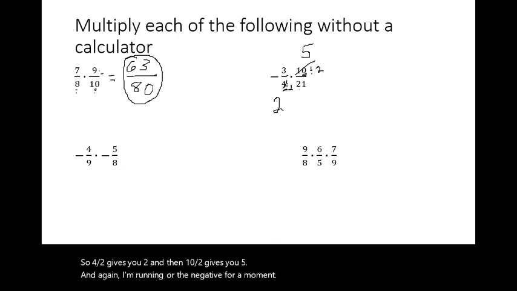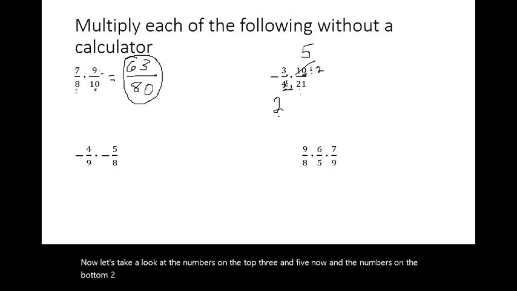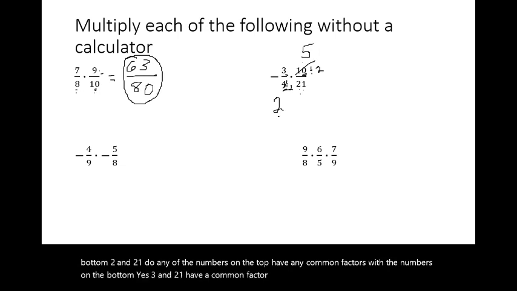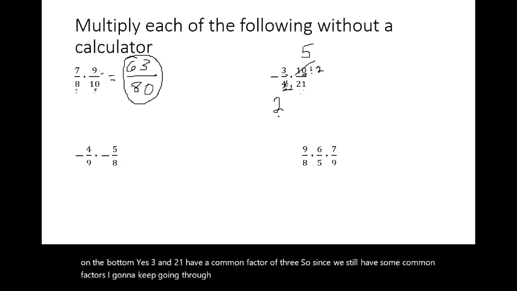Now, let's take a look at the numbers on the top, 3 and 5 now, and the numbers on the bottom, 2 and 21. Do any of the numbers on the top have any common factors with the numbers on the bottom? Yes, 3 and 21 have a common factor of 3. So since we still have some common factors, I'm going to keep going through the cross-reducing process. So 3 divided by 3 is 1, and 21 divided by 3 is 7.